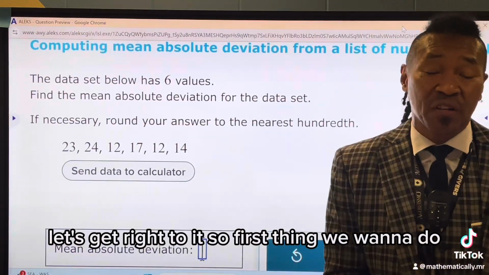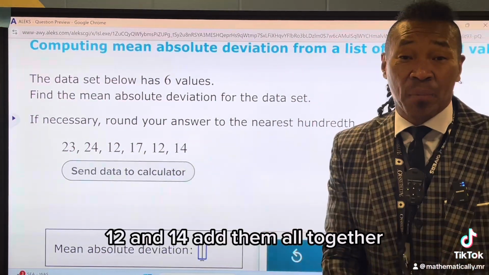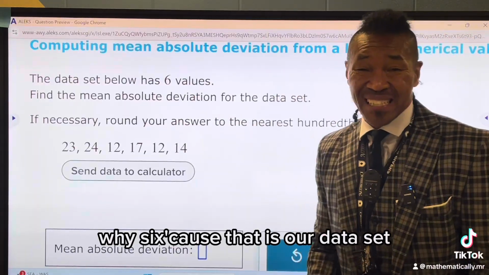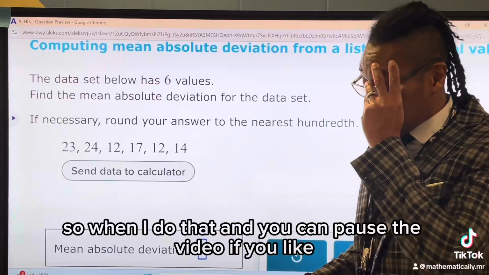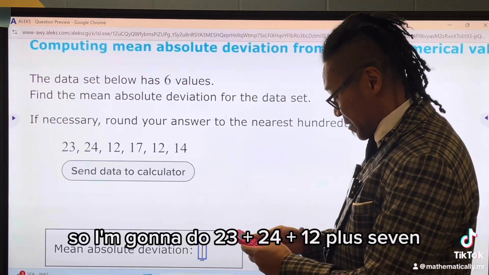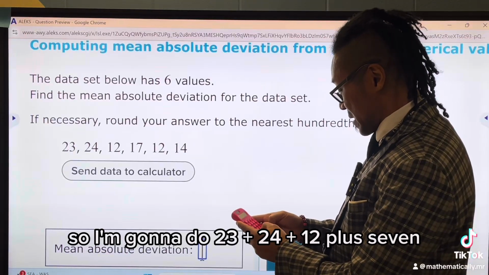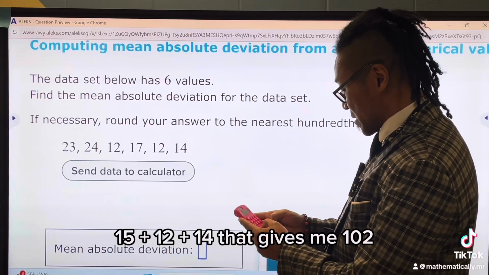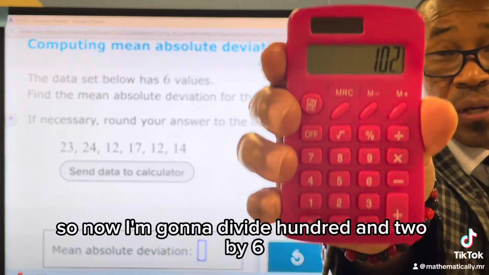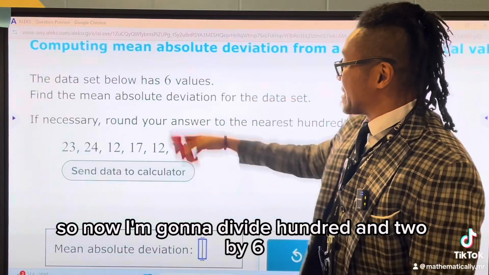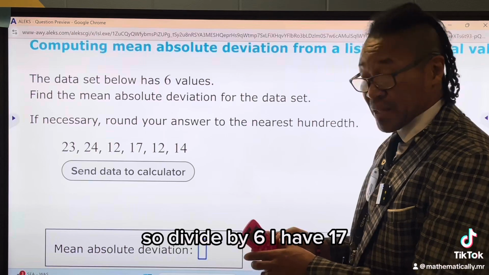So first thing we want to do, we want to take these numbers, 23, 24, 12, 17, 12, and 14, add them all together, and we're going to divide by 6. Why 6? Because that is our data set. So when I do that, and you can pause the video if you like and try it on your own too, I'm going to do 23 plus 24 plus 12 plus 17 plus 12 plus 14. That gives me 102. So now I'm going to divide 102 by 6 because there are 6 numbers there. So divide by 6, I have 17.